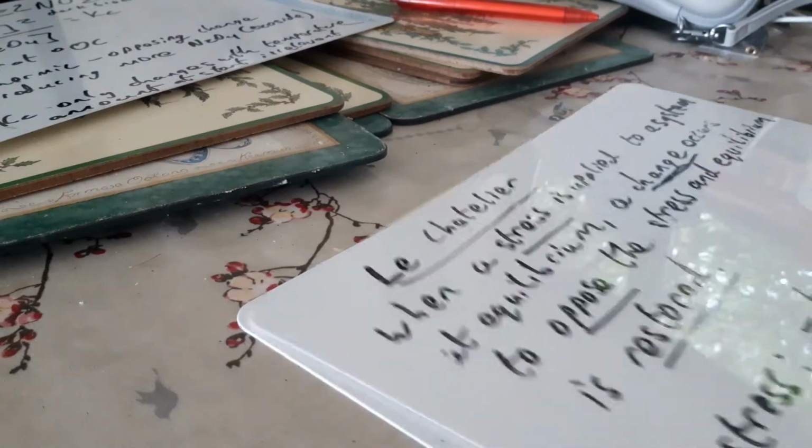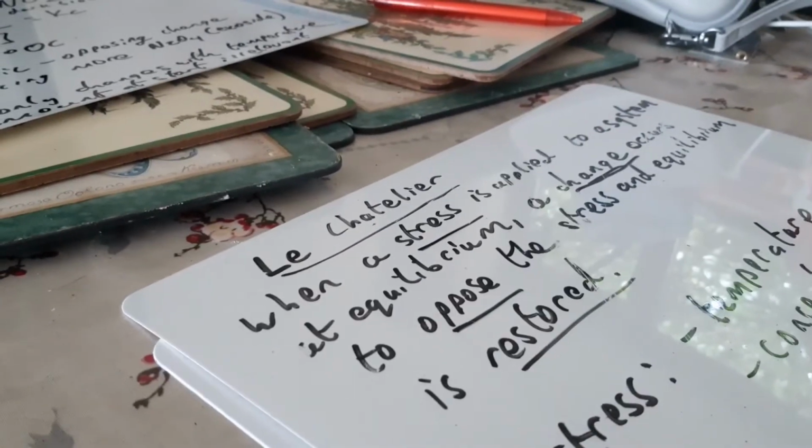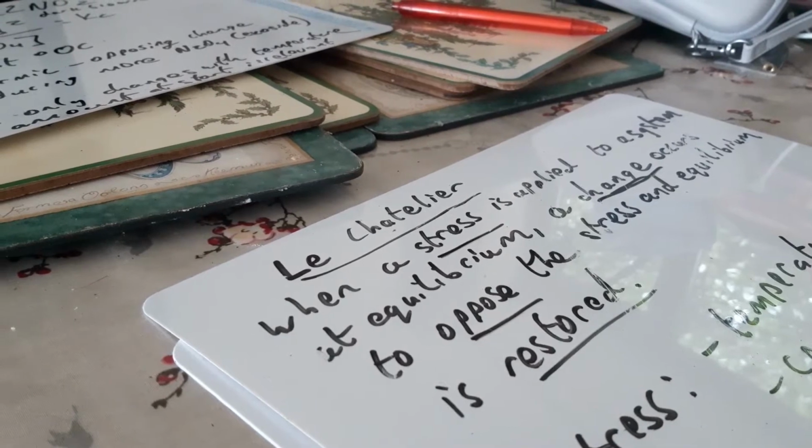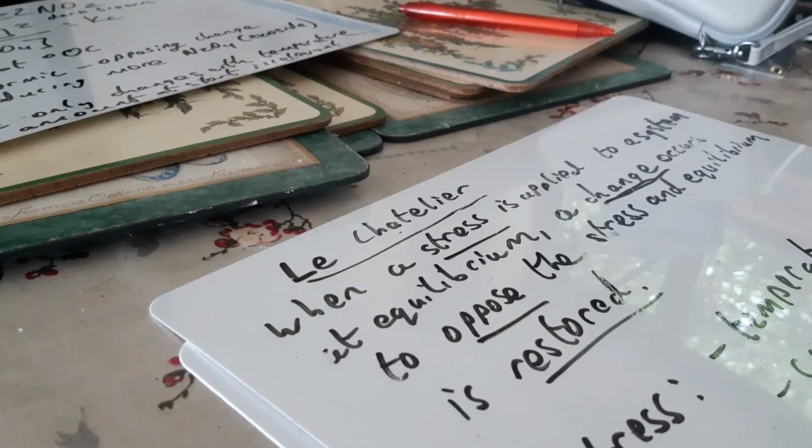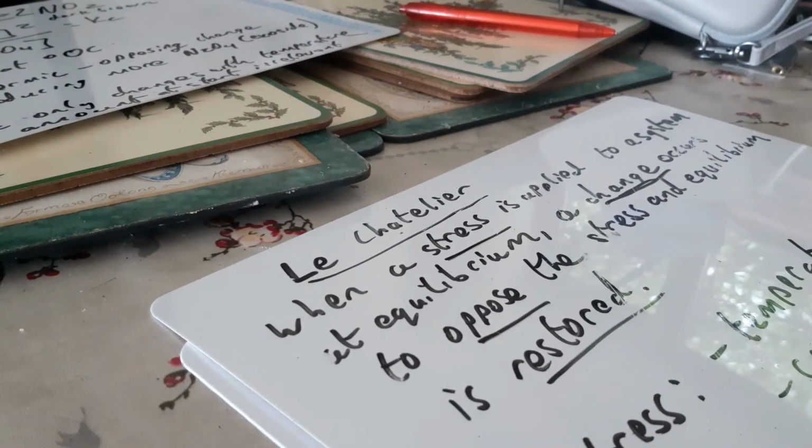So it's a concept, basically, a chemistry idea, I suppose, that arose from a French chemist called Le Chatelier, surprise, surprise. And he said, basically, when a stress is applied to a system at equilibrium, a change occurs to oppose the stress and equilibrium is restored. Okay, so that's a definition you need to know.